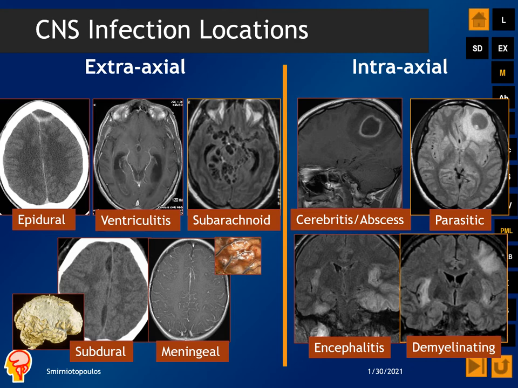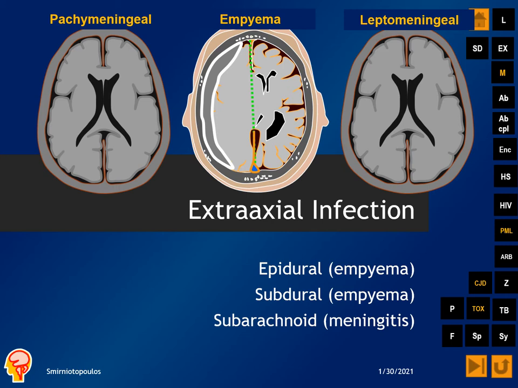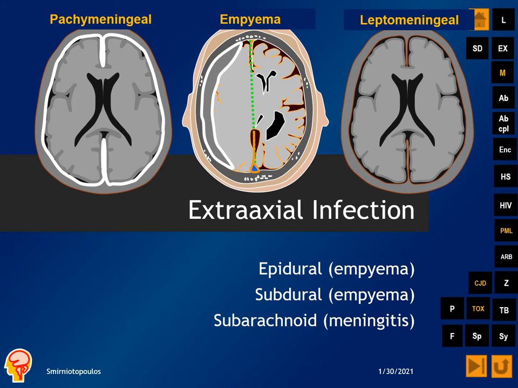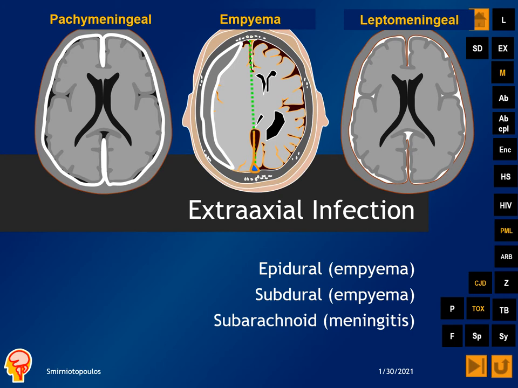So let's start out talking more about extraaxial infection. If we have the thick meninges, the dura enhancing, that's pachymeningeal enhancement, and that spares the sulci. If we have enhancement in the sulci, that's the skinny meninges or leptomeningeal enhancement. And if we have an empyema, we may have enhancement on the outside or pachymeningeal side, as well as the skinny meninges or leptomeningeal side of the fluid collection.